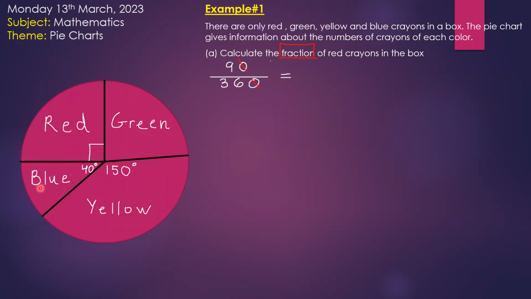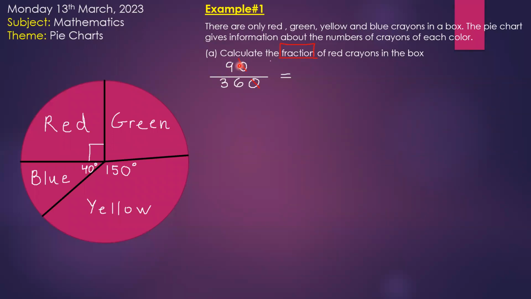So this is going to be 360 degrees. That's why it's 90 over 360. It's not going to be over anything else. It will always be over 360 degrees because 360 degrees is the sum of the angles inside of a circle. Okay. And we use the 90 because it's red.